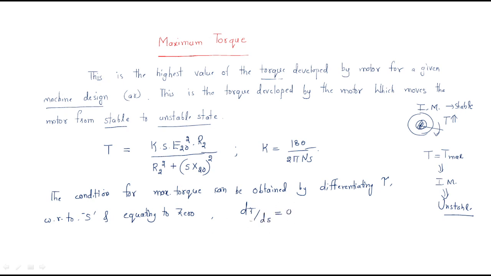So by doing this differentiation, we will get one condition. That condition is R2 equal to S x2 naught. R2 equal to S x2 naught. That is, the rotor resistance will be equal to the slip times the rotor reactance at standstill condition. This is the condition for the maximum torque.